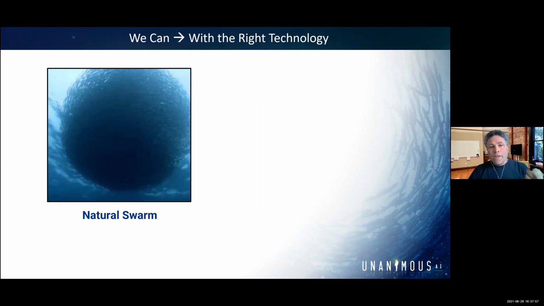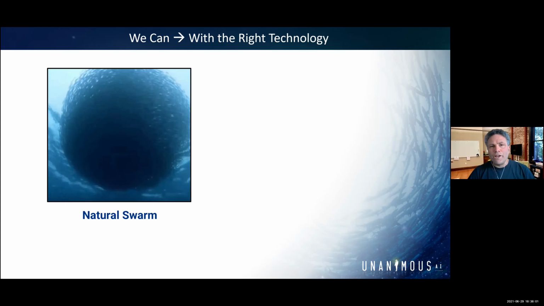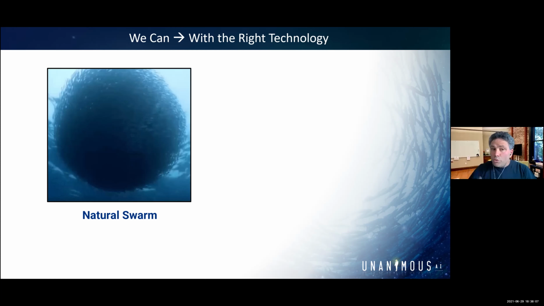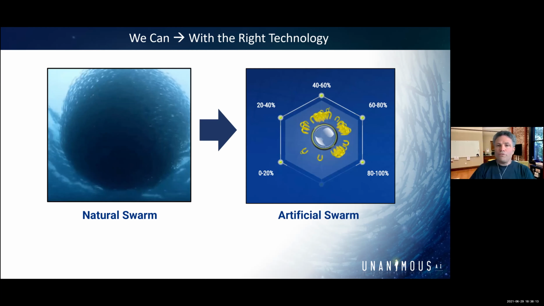And this is a natural swarm. Over the last 6-7 years, my team at Unanimous AI has been studying natural swarms and developing algorithms and interfaces that allow humans to form similar swarms online. And so this is an artificial swarm making a forecast.